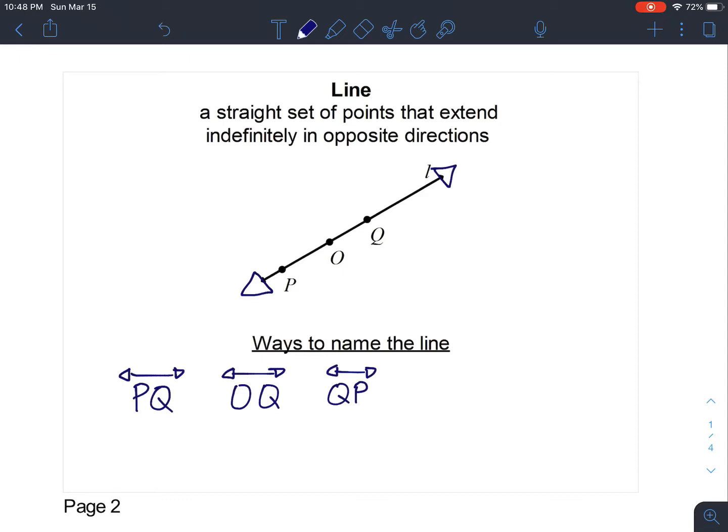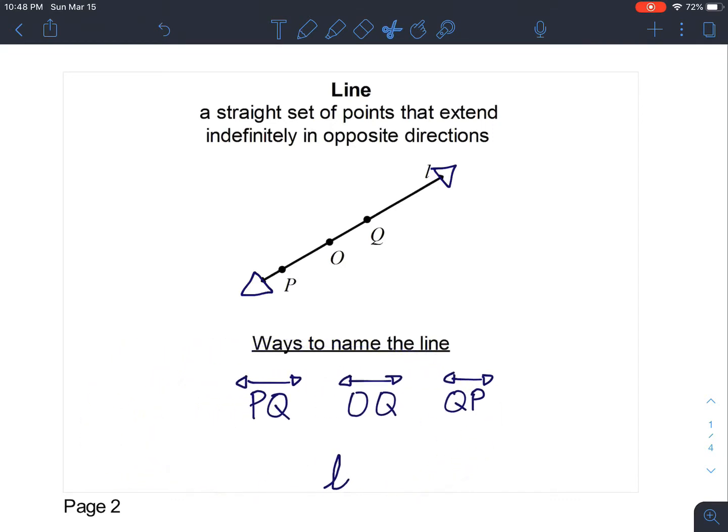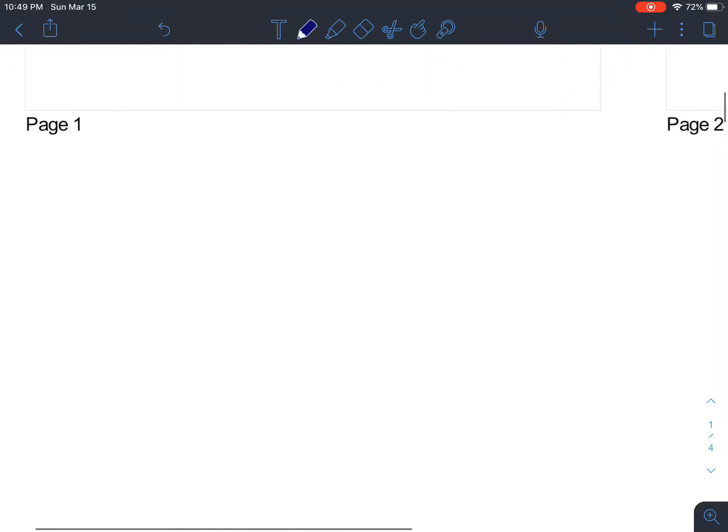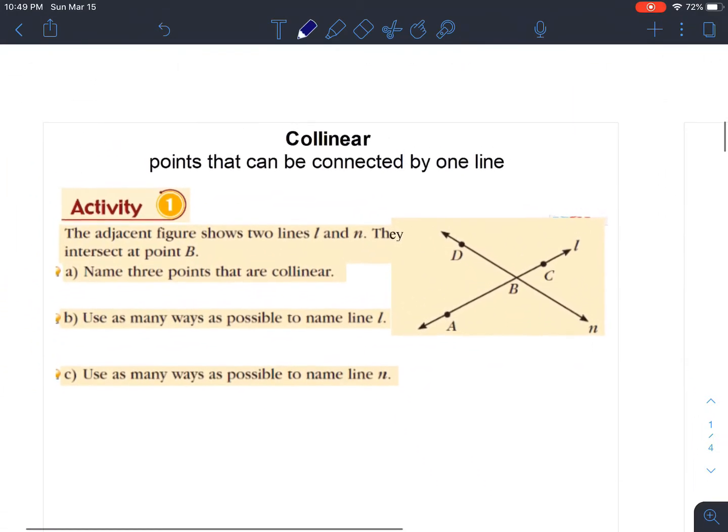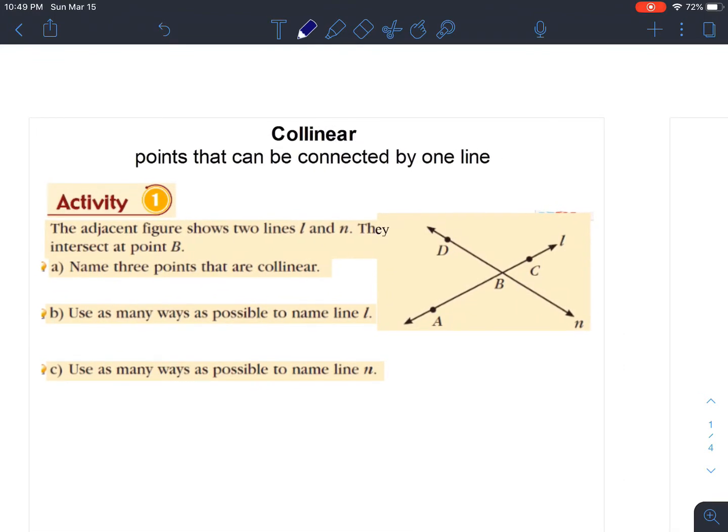And then one thing also you're going to notice is that up here we have a label as well. So another way that we could label it is just by using that single letter. So we could also call this line L instead of using any of the points that happen to be on the line. Alright, so another thing that we need to know is the word collinear, and so that means that those are points that can be connected by one line.